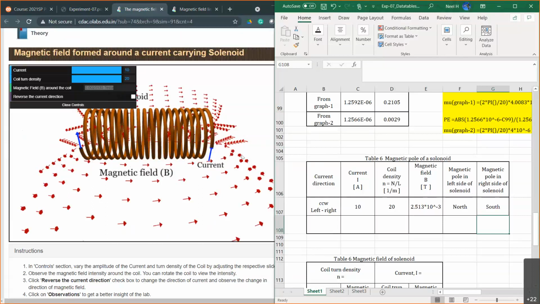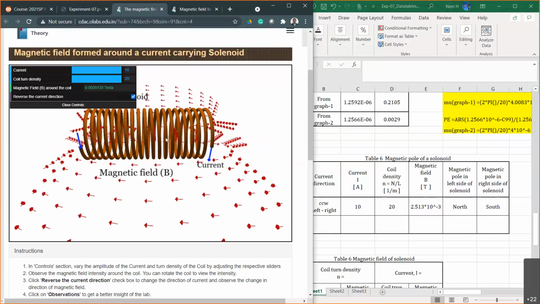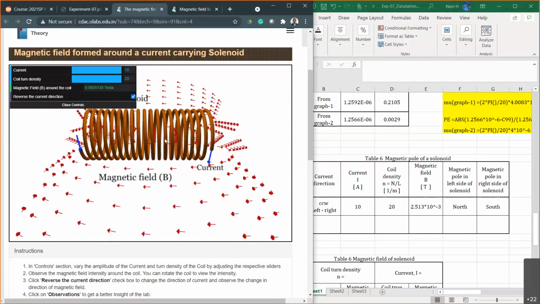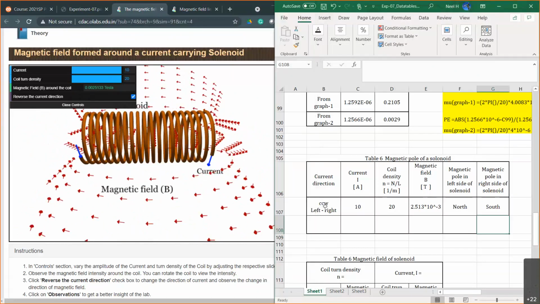I can flip the current, for example. As soon as I flip the current, you can see all the magnetic field lines change. Now magnetic field lines coming out from your right hand side go to the left hand side. So everything flips, right? Everything is remaining the same right here. There's no difference at all. These numbers we did not change at all. But your magnetic poles are now actually flipped.